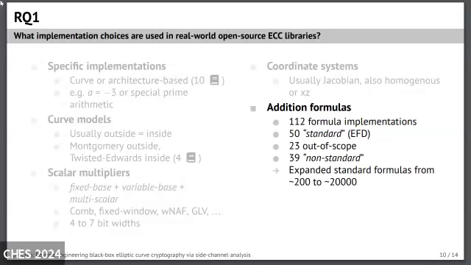50 of them were sort of standard, coming from this EFD database. 23 were out of scope. They were sort of too complicated for our analysis due to reasons. But the 39 remaining ones were sort of non-standard.